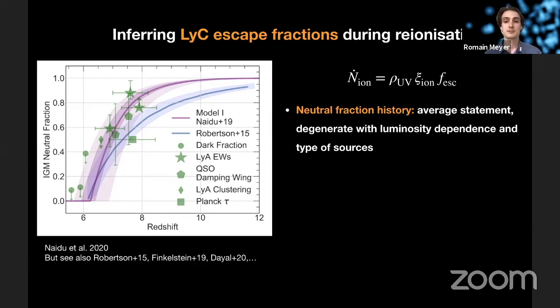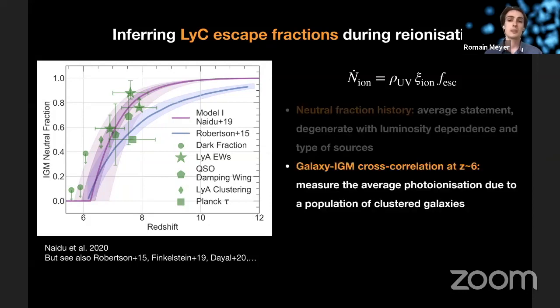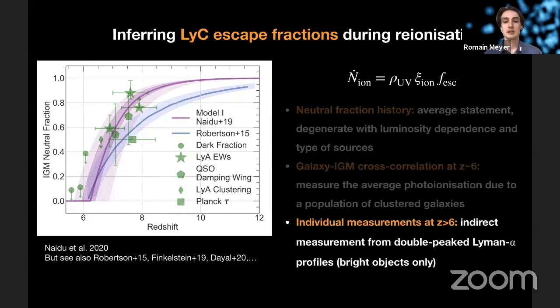fraction at redshift 6. So the first one is the galaxy IGM cross-correlation. So we'll see how galaxies can actually impact gas that we probe with the background quasars and how we can infer escape fractions from that. And then individual measurements from double-peaked Lyman-alpha, which we talked a lot about already today, and how we can actually bring all of this together.